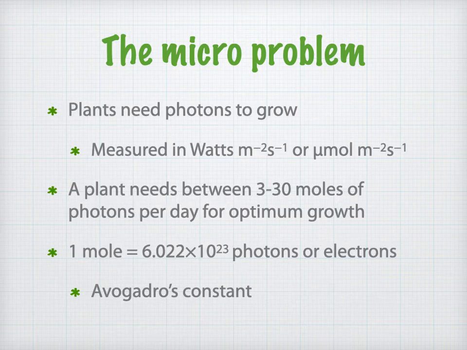Plants need photons to grow, and they don't really care whether the photons come directly from the sun or from artificial lighting. A plant needs somewhere between 3 to 30 moles of photons per day for optimum growth. One mole is about 10 to the 23 photons.